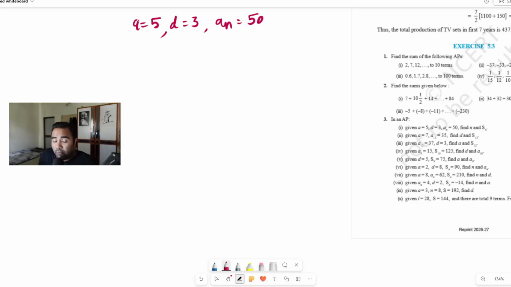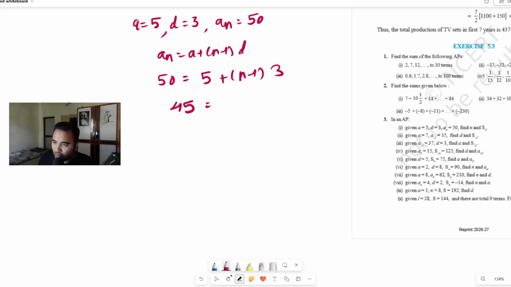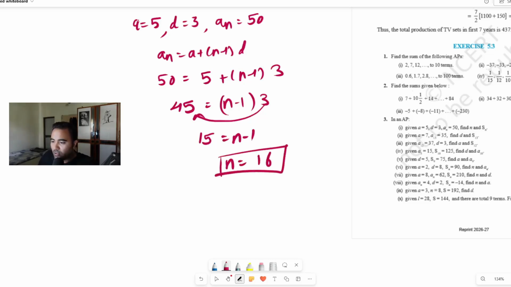Okay, so we only have two formulas to play with. An is equal to a plus n minus 1 d. An is 50. 50 is equal to a is 5 plus n minus 1, d is 3. Okay. 50 minus 5, 45 is equal to n minus 1 multiplied by 3. The 3 goes over here in division. 45 divided by 3 is 15 is equal to n minus 1. N is equal to 16. As simple as that. So we know the total number of terms in this arithmetic progression is 16.